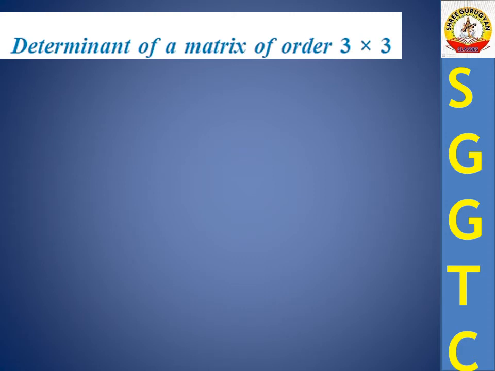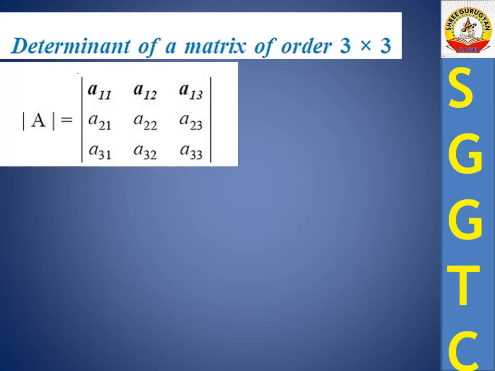Next, topic number 3: determinants of matrices of order 3 into 3. 3 into 3 means there are 3 rows and 3 columns. This is also called a square matrix, but here we convert it into a determinant, 3 cross 3. It's very easy, students. Take the determinant with A11, A12, A13, A21, A22, A23 and A31, A32, A33. These are all the 3 cross 3 determinants.